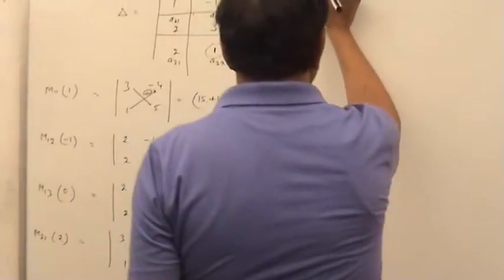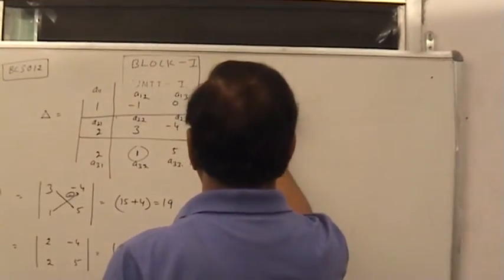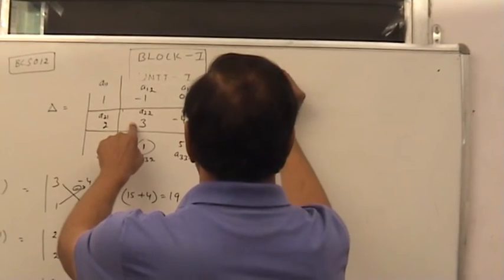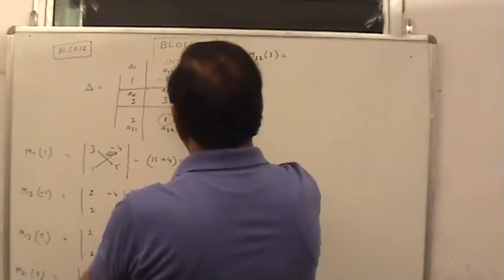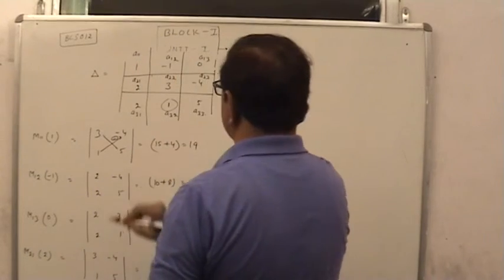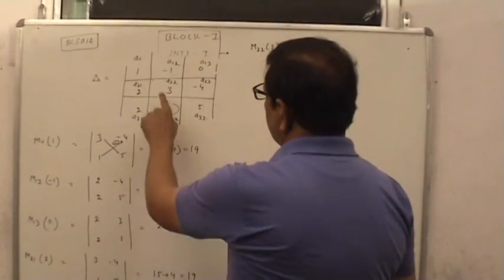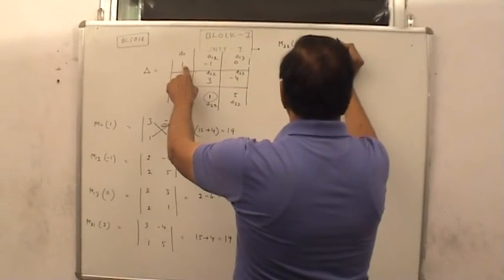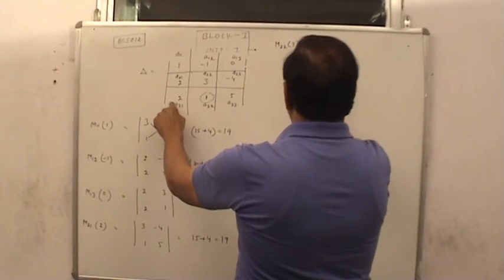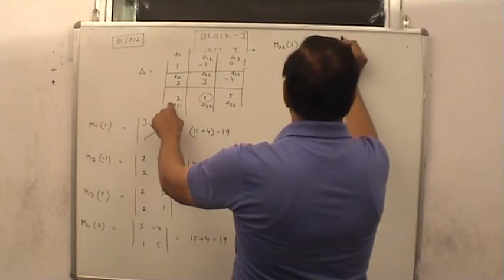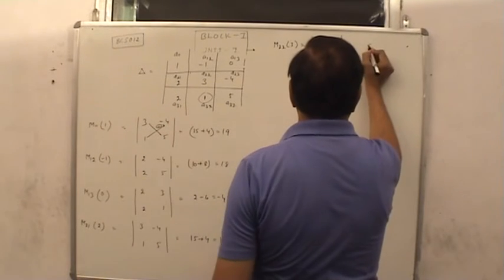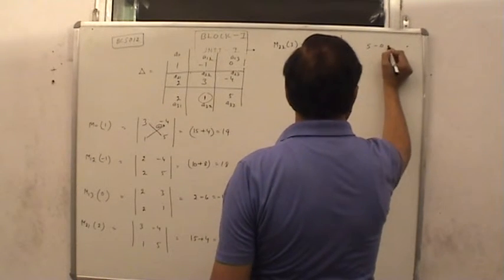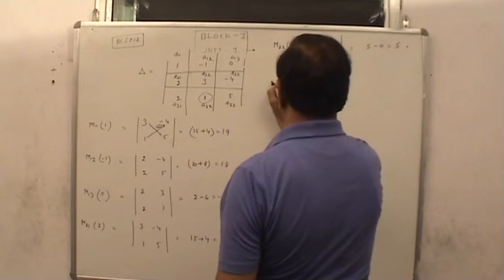Then next element is M22, second row, second column. It is 3. For this, we draw another line like this. Trap 3. Now the elements out of trap are 1, 0, 2, 5. Evaluate them. It is 5 minus 0, that is equal to 5.